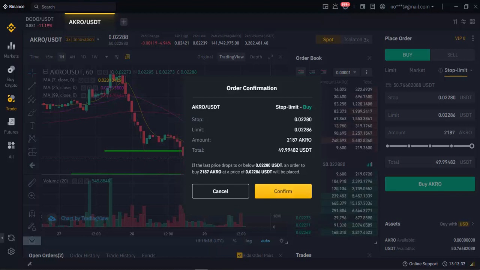Okay, now this says if the price drops to or lower than this, in order to buy 2187 ACRO at the price of what? At the price, have you seen it? At this price. If it drops at this price, it will buy at the limit price. That's it. So what we're now going to do, we click on what? Confirm.